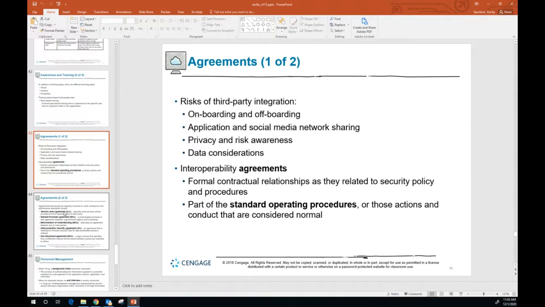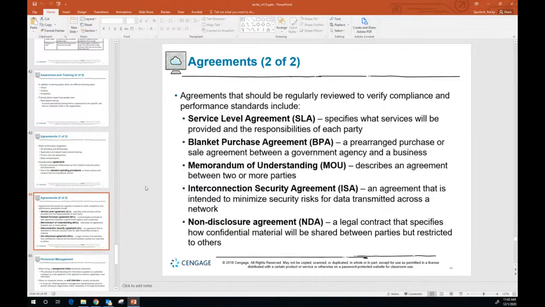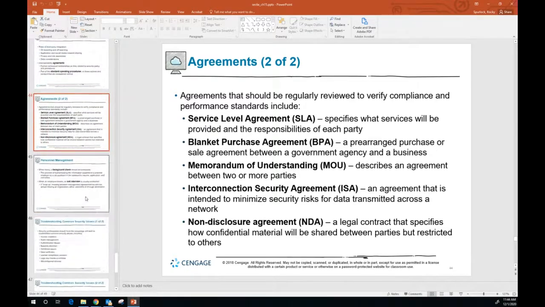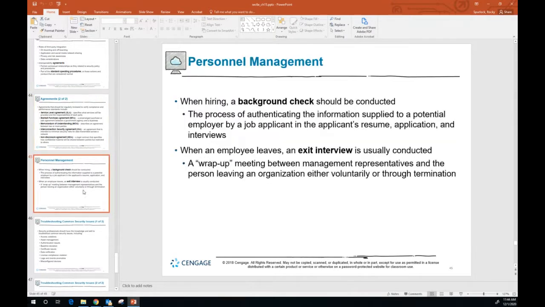This is part of the standard operating procedures, which are the actions that are conducted, and conduct that is considered normal. So we see some different types of agreement that you may have with your organization. These need to be reviewed periodically to make sure that they are in compliance.